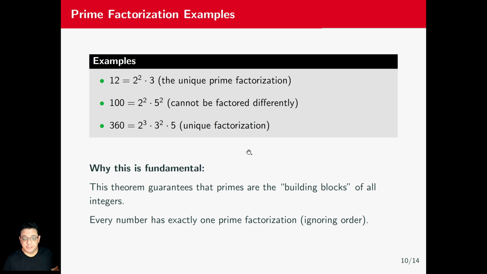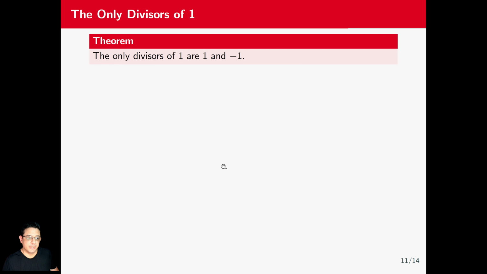Now, this theorem guarantees that primes are just going to be the building blocks of our integers, and every number has one prime factorization if you don't take into account the order.